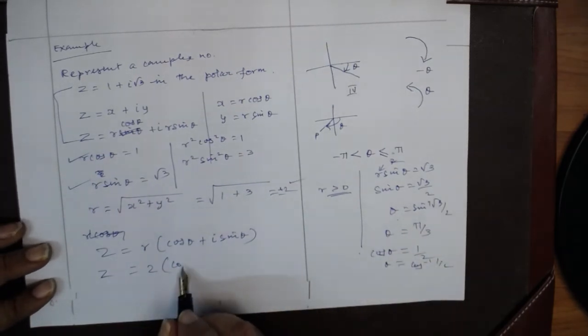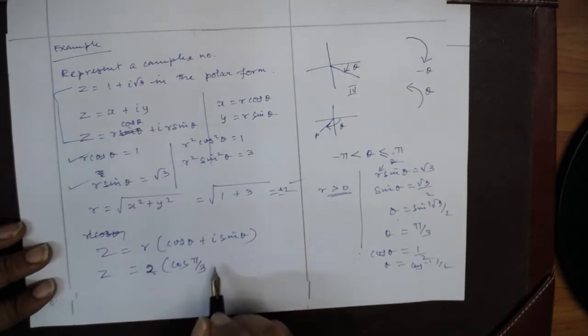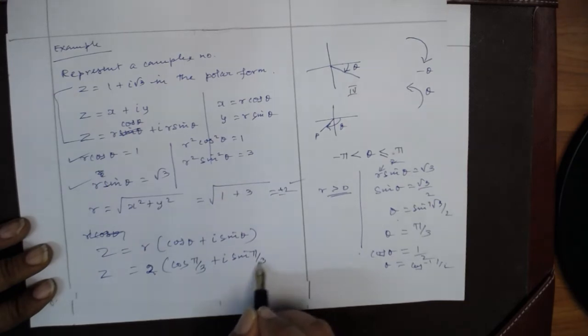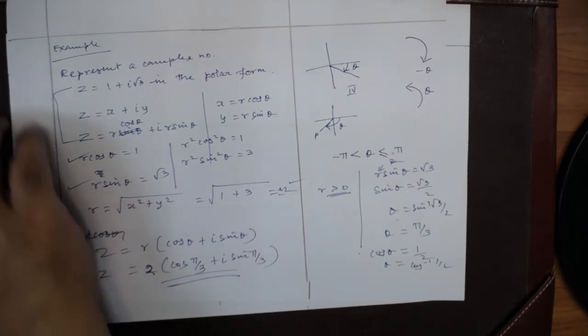And therefore we can introduce here 2 cos of theta, we can put pi by 3, plus i of sin pi by 3, and this is the polar form. Are you able to follow? So z is equal to 2 into cos pi by 3 plus i sin pi by 3. So likewise you can reproduce.